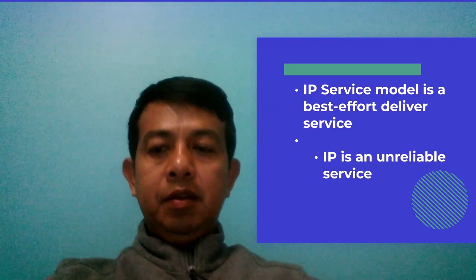UDP, on the other hand, does not provide any guarantee. It simply tries to deliver the data to the network layer, and that's all. So as of now, understand that there are two service models of the transport layer in the internet. One known as TCP, which provides guaranteed delivery of data. The other one is UDP, which does not provide any guarantee of data delivery.